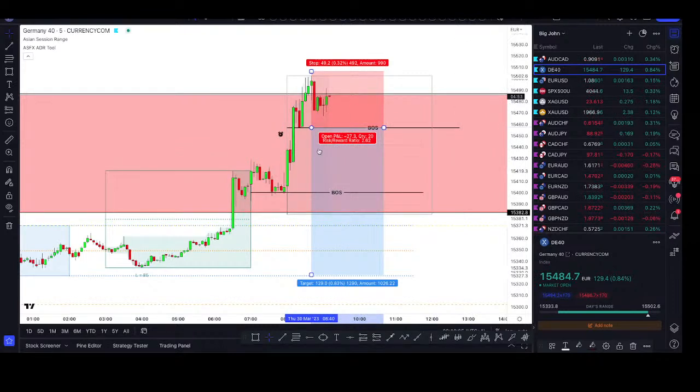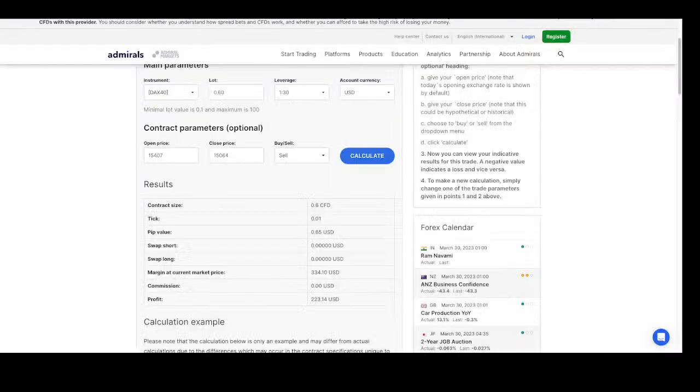So let's just say this did break an entry here for a 5-minute time frame. I'll be looking to take myself from here. My stop loss would be above here. It's a bit more than what I wanted for a stop loss, to be fair, because I worked out my risk using this. So I just use this thing here.